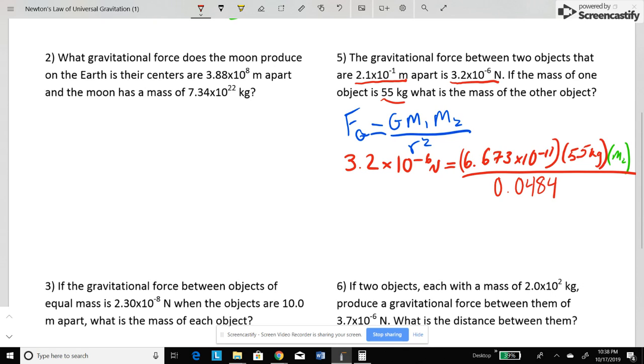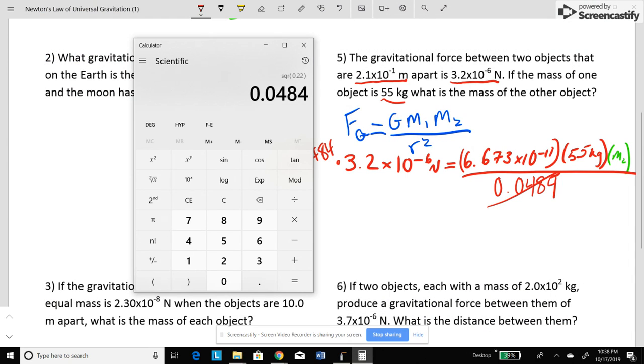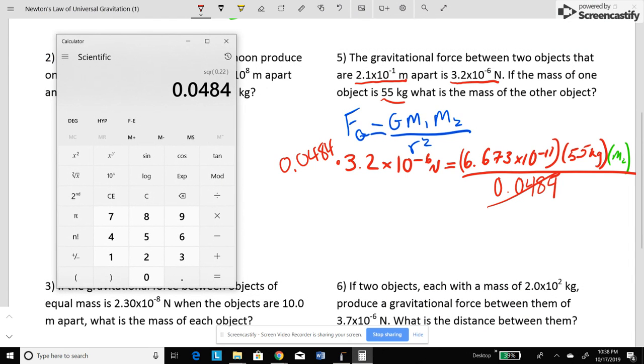So now what I want to do is get it away from the bottom, and I want to times this whole side of the problem by that number so I can cross it out. And so what I have to do is times it to this side, which is going to be 0.0484. So now let's plug those numbers in. I'm going to use a bracket to make sure everything is good to go.